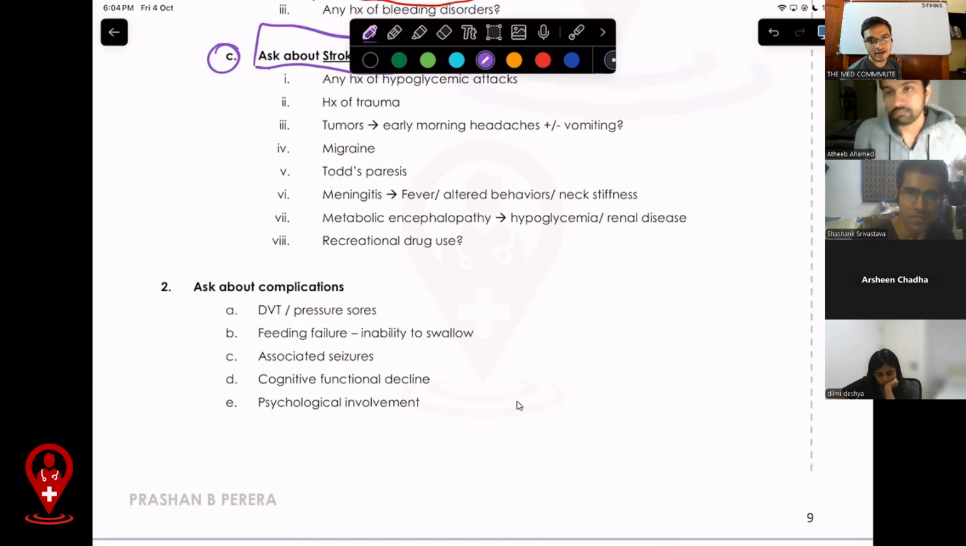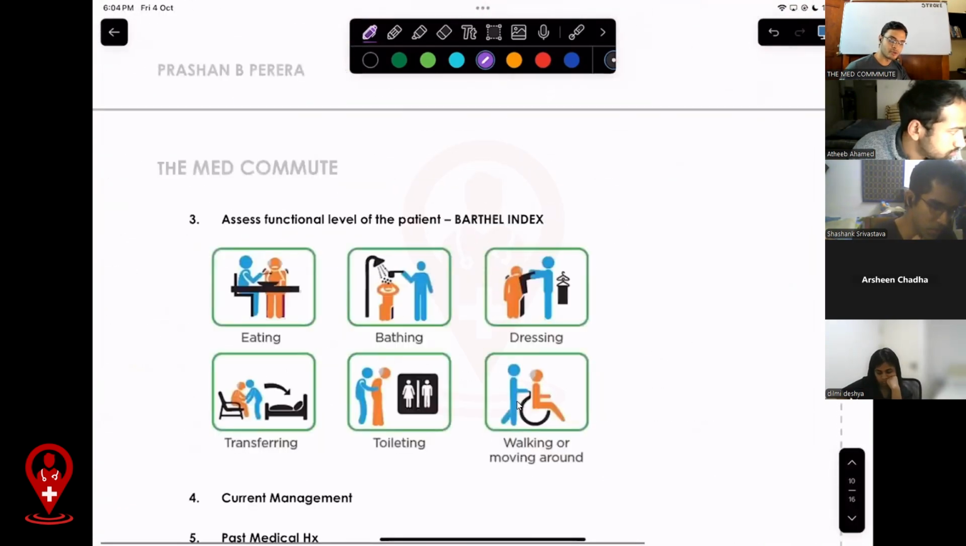You can ask a few questions. After the stroke, has the patient had any seizures? Very important to ask. Any cognitive functional decline, and any psychological related problems? This is what we talked about, the prefrontal cortex. Any behavioral issues? Here, guys, you have to also assess this.